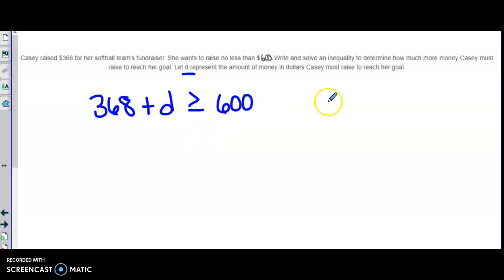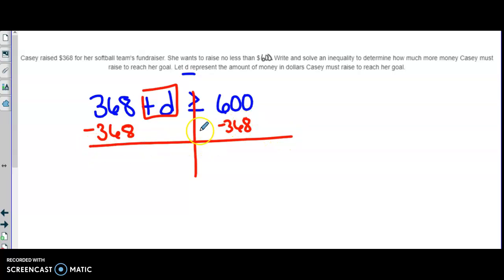And then if we wanted to solve it, we would draw our line and box off our letter. To get rid of 368, we would subtract it from each side. Bring the D straight down. I did not multiply or divide by a negative, so I don't flip my symbol. And then 600 minus 368 is 232. She needs to raise at least $232 more.